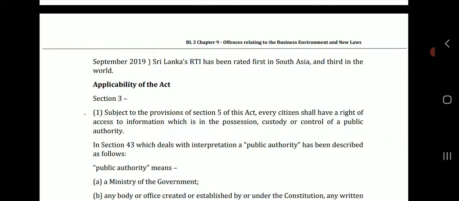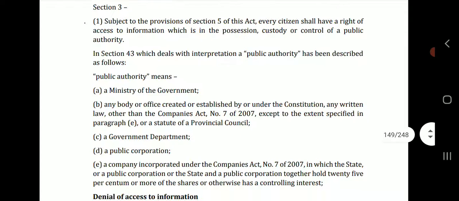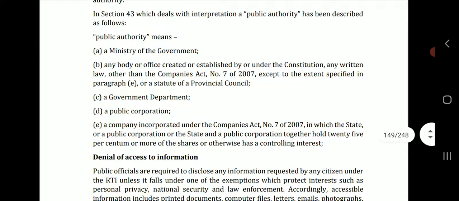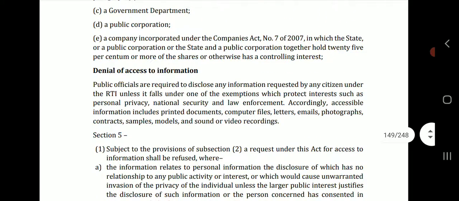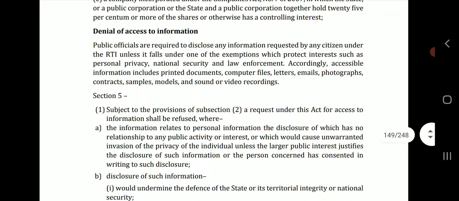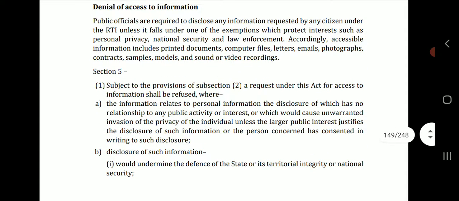So, the applicability of the RTI Act. Citizens shall have the right to access information in the custody or control of a public authority. Like I mentioned before, what is a public authority? Ministers of the government, Constitution Act bodies, or the Companies Act, government departments, public corporations, things like that. Denial of access to information will be according to Section 5.